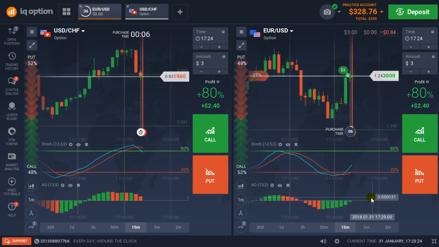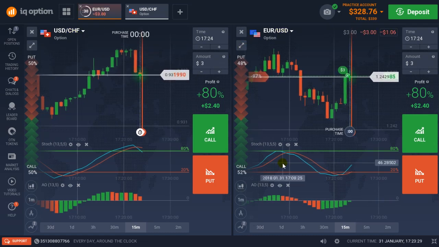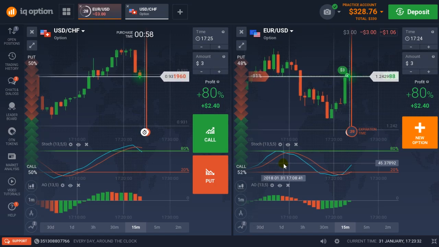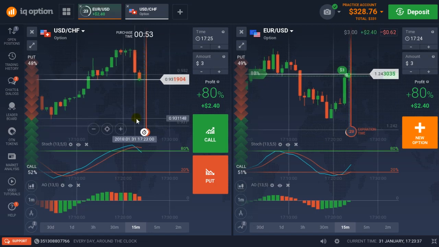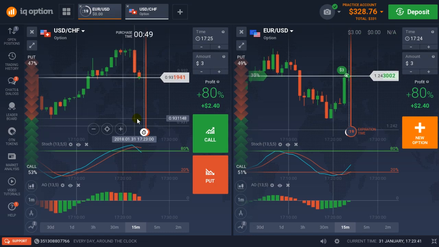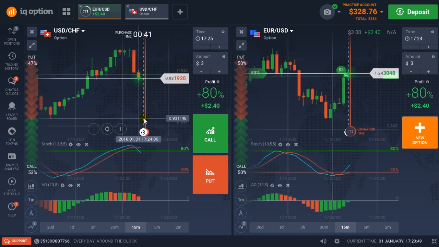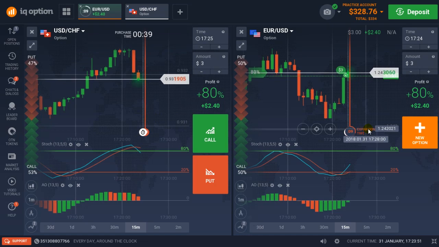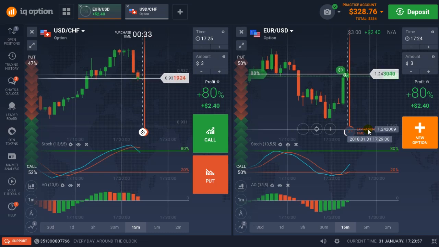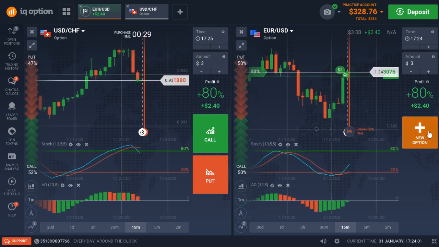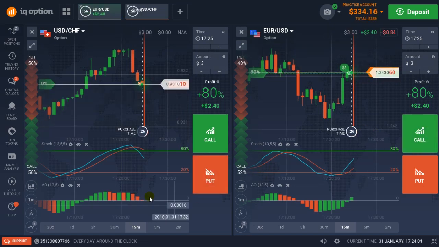Just for your information, the USD Swiss franc and the Euro USD usually have a negative correlation, which means when one is going up, you can expect the other one to be coming down. They have a very strong negative correlation between them. Okay, let's wait another 12 seconds to see what we do. Okay, we've got a winning trade here. I'm going to take another call. Here, I'm going to take a put.